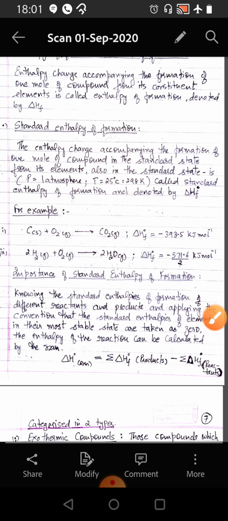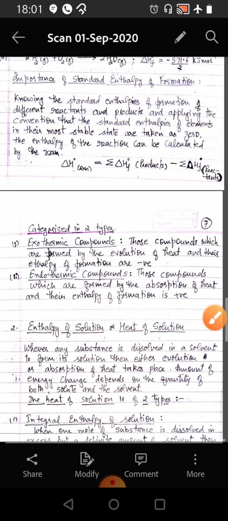Now we come to the importance of standard enthalpy of formation. Knowing the standard enthalpies of formation of different reactants and products, and applying the convention that the standard enthalpies of elements in their most stable state are taken as 0, the enthalpy of the reaction can be calculated by the reaction.